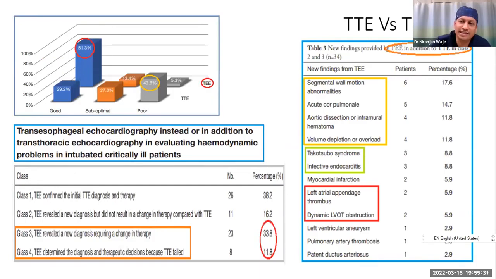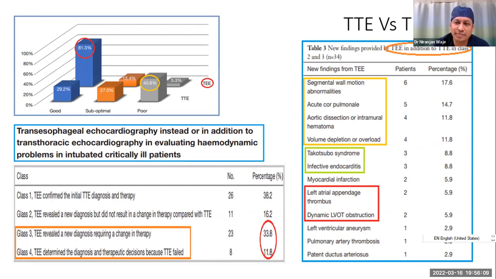If you compare transthoracic and transesophageal, in about 50% of cases, the findings of transthoracic echo were confirmed by the TEE, the TOE. In 35 to 40% of patients, however, TEE revealed a new diagnosis requiring a change in therapy. In 12% of those patients, TEE determined a diagnosis which the transthoracic echo had failed to pick up. So it clearly shows the superiority of TEE over transthoracic in picking out the cause of hemodynamic instability.